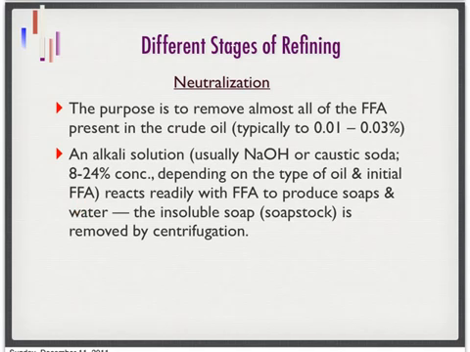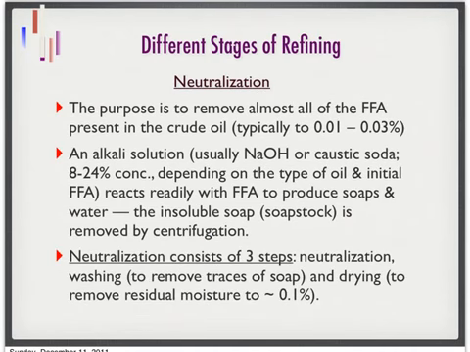So the alkali will react with the free fatty acid to produce soaps, which are insoluble, and it's called soap stock, which can be removed by the separator or by centrifugation. So basically there are 3 steps in the neutralization process. The neutralization itself, where we add the alkali to the oil, then we separate the soap stock from the oil by using centrifugation.